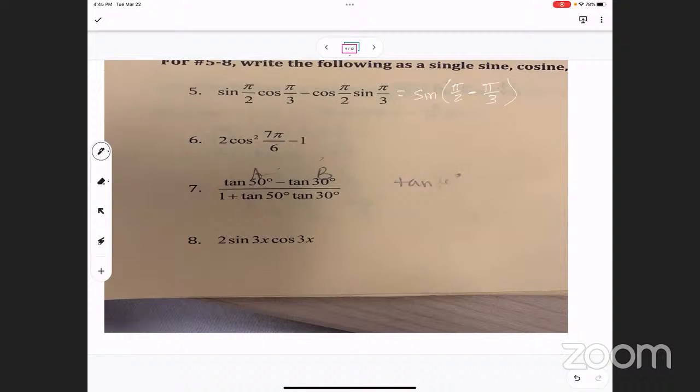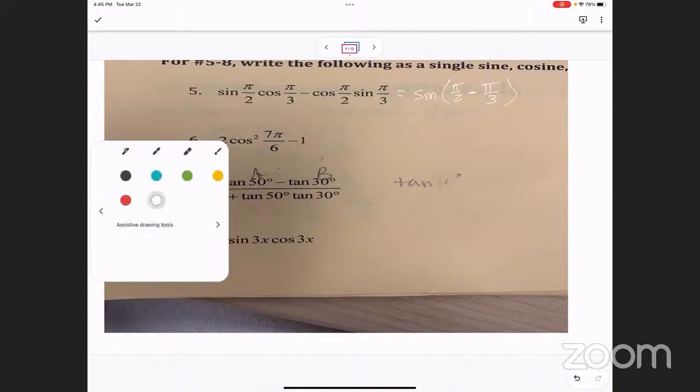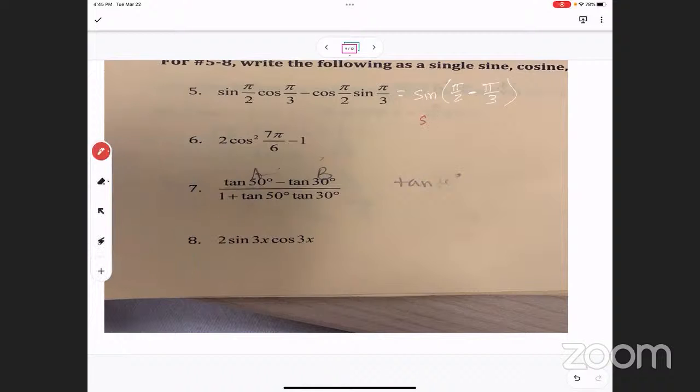Can you guys tell me how to do this fraction wise? How do I add these together? I find a common denominator, which is 6. So this is sine of 3 pi over 6 minus 2 pi over 6, which is what? There you go. Okay, that's probably how they want it.